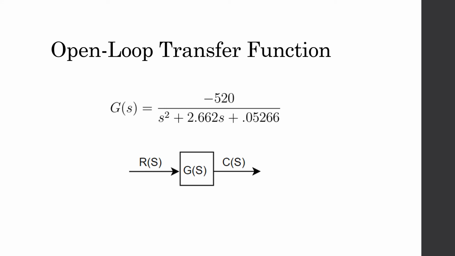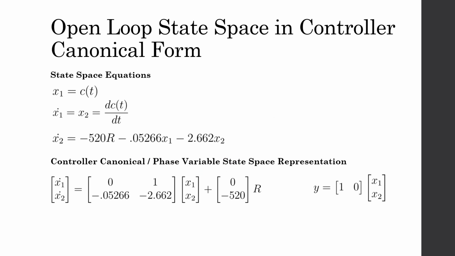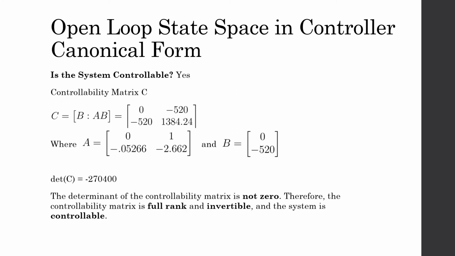To determine if our open loop system was controllable, we put our transfer function into controller canonical state space representation. We followed the same procedure as in section 2 when we found the controller canonical form of the closed loop system. By finding the determinant of the controllability matrix to be a non-zero value, we determined that the controllability matrix is full rank, which means that it is invertible. The system is therefore controllable.